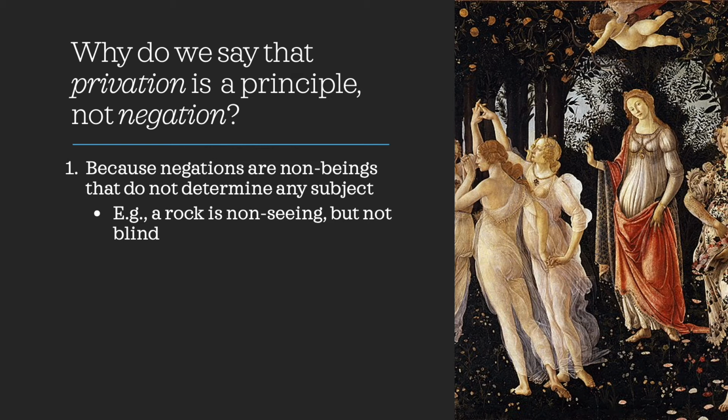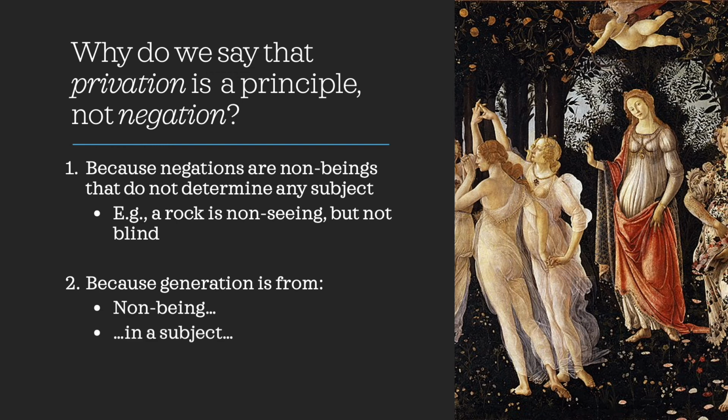Since nature always moves from some determined subject or matter, it follows that we should talk about privation as a principle of nature, not negation. The second reason for talking about privation as a principle of nature, not negation, is because generation is from non-being, which is in some determinate subject, that is naturally inclined to be.